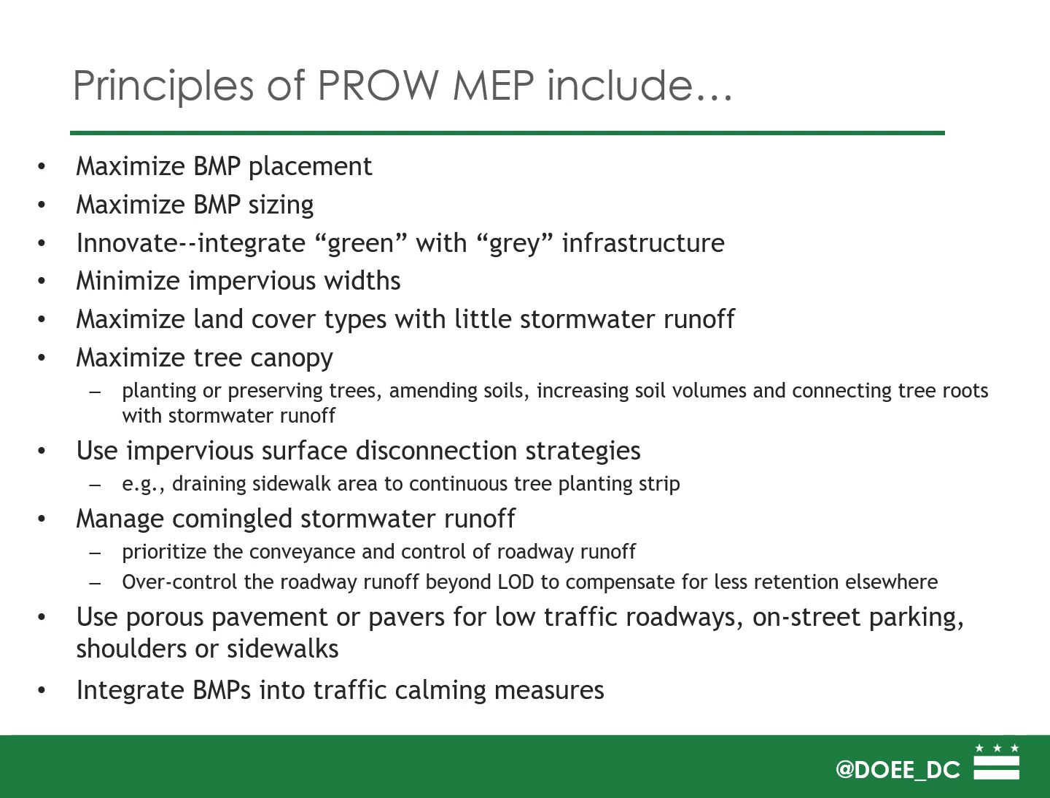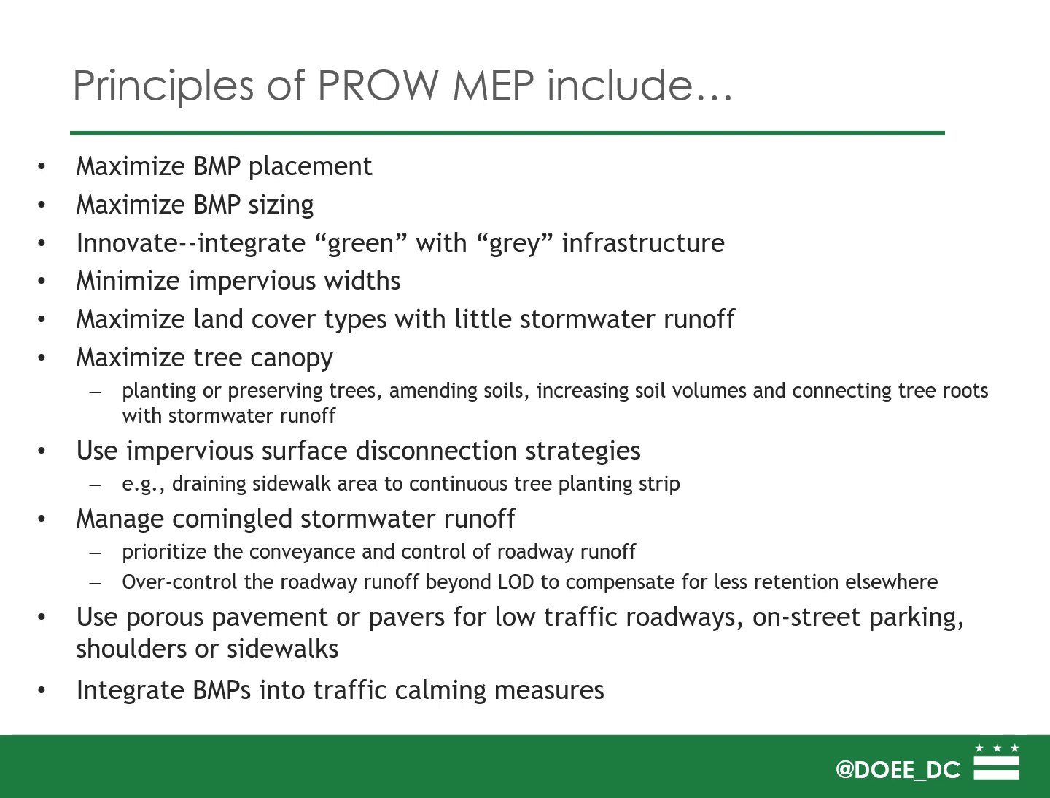Maximizing the tree canopy. So this refers to both planting new trees and preserving existing trees, right? We are highly encouraged to preserve the existing trees that are there in the public right-of-way. Use impervious surface disconnection where possible, and manage the stormwater runoff from the roadway. So you don't necessarily have to control runoff from the development parcel that's running into the public right-of-way area, or just the runoff from the public right-of-way area that you're disturbing in your project. You can also bring runoff in from the adjacent roadway, treat that runoff, and that contributes towards meeting your stormwater management requirements in the public right-of-way.